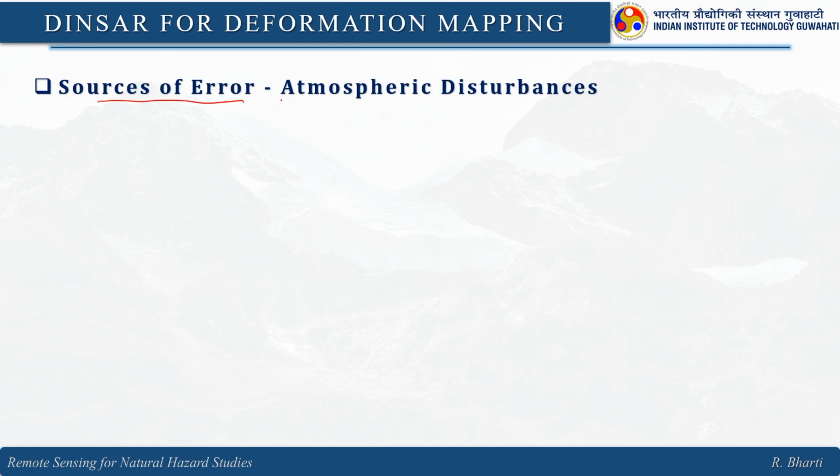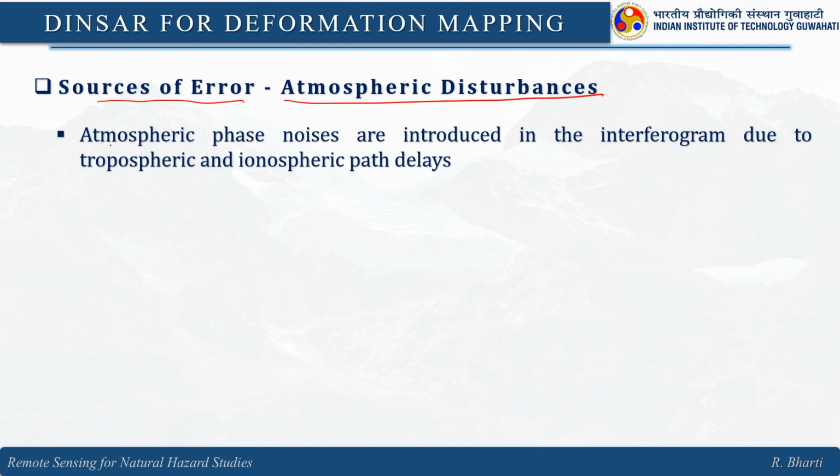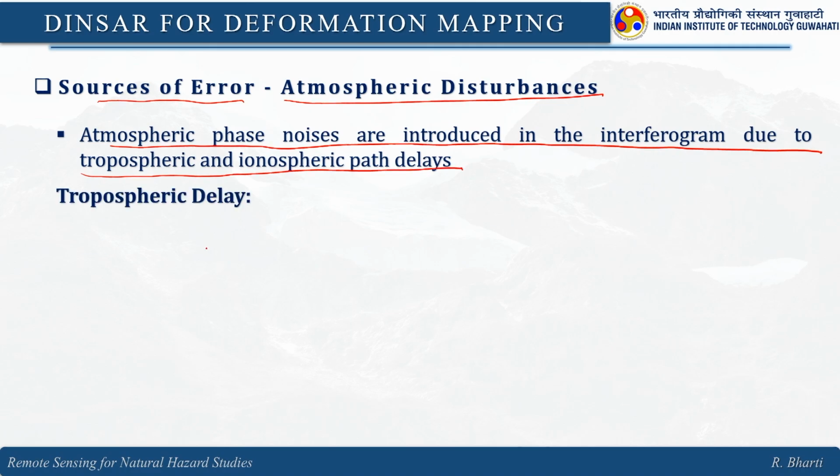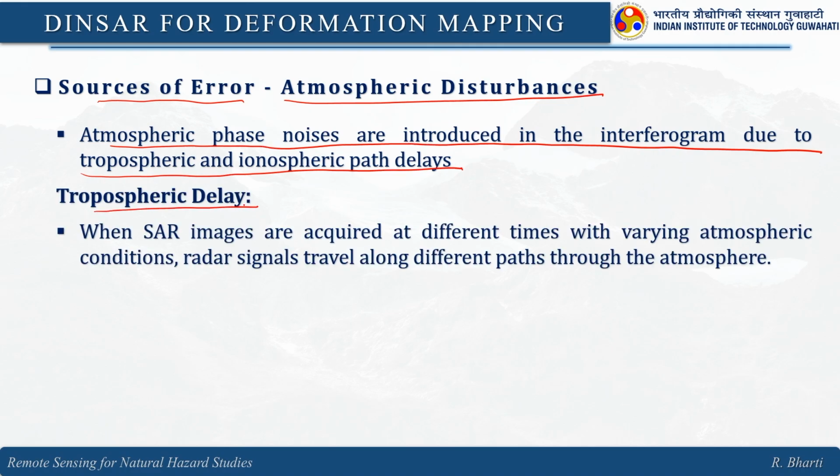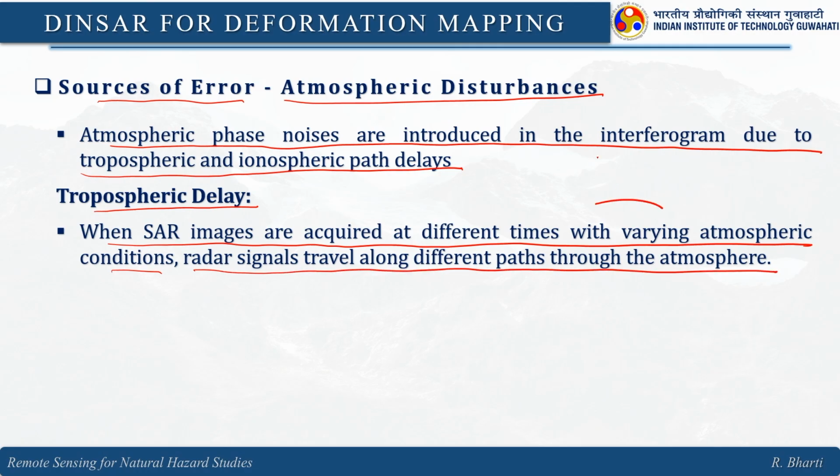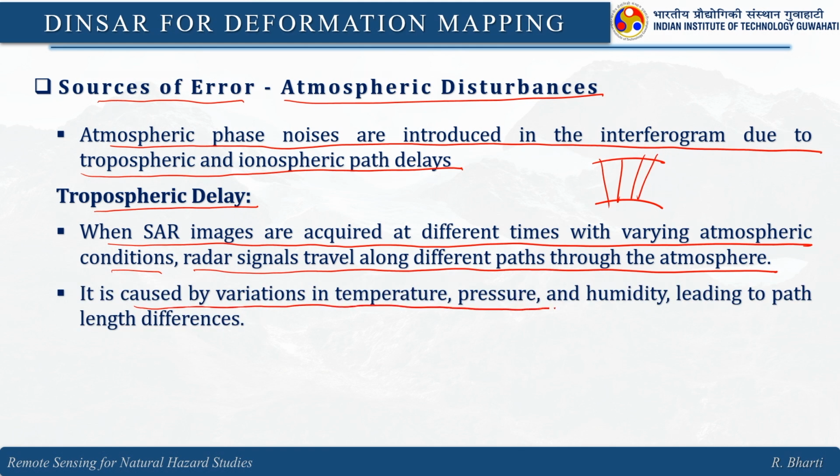Then sources of error, again we have the atmospheric disturbances. The atmospheric phase noises are introduced in the interferogram due to tropospheric and ionospheric path delays. And when we say tropospheric delay, when SAR images are acquired at different times with varying atmospheric conditions, radar signal travels along different paths through the atmosphere. So, the atmosphere will have a role here, right. It is caused by variation in temperature, pressure and humidity leading to path length differences. So, here the scattering is not considered because we are talking about the longer wavelength regions.